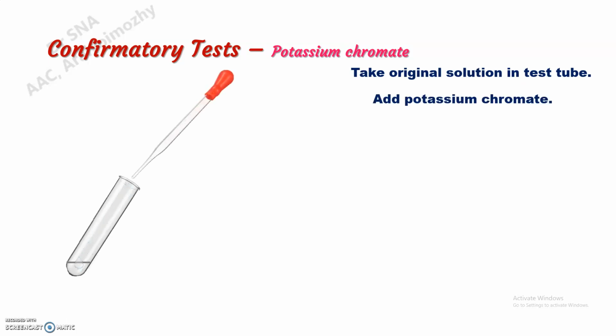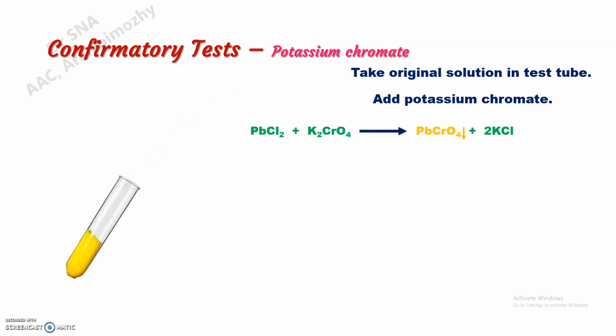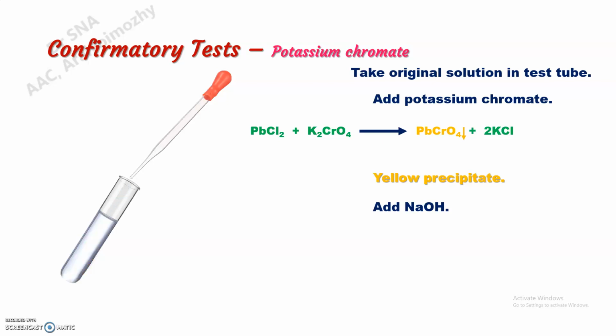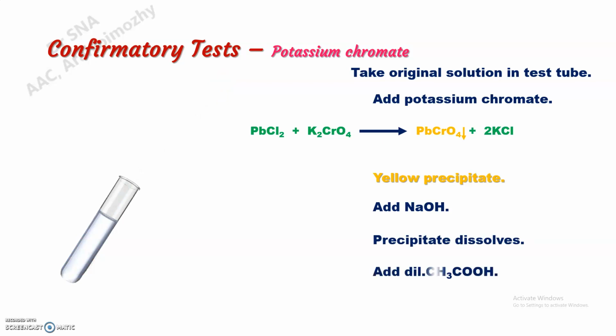Take small amount of original solution in a test tube and add potassium chromate solution to this. After addition, if you are getting a yellow precipitate of lead chromate, that shows the presence of lead. If we are adding sodium hydroxide to this yellow precipitate, this precipitate will be dissolving. Again, if we are adding dilute acetic acid to this, the precipitate will be reappearing. So this is the test using potassium chromate.